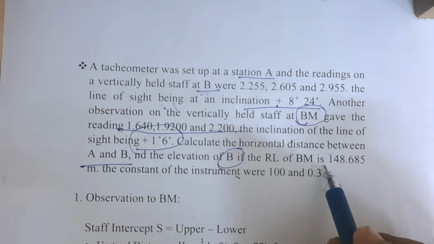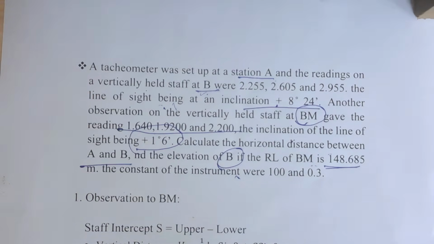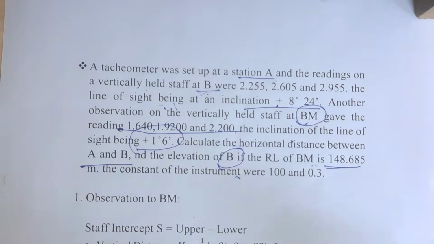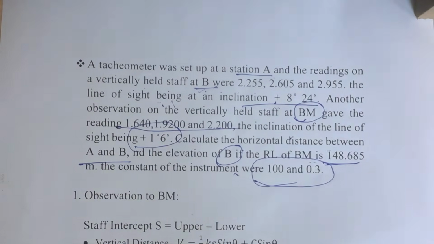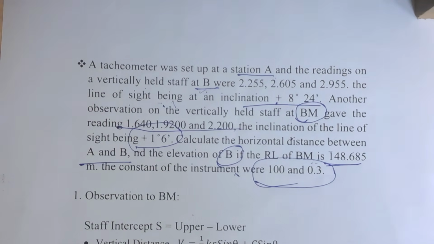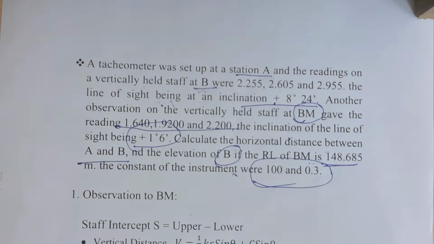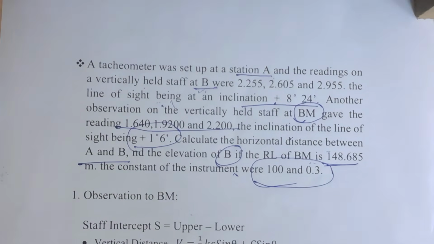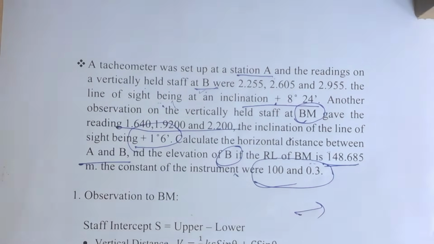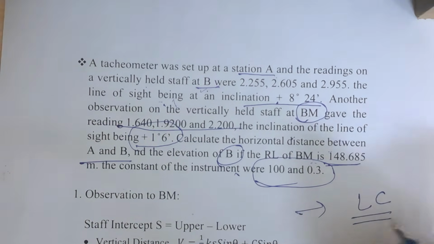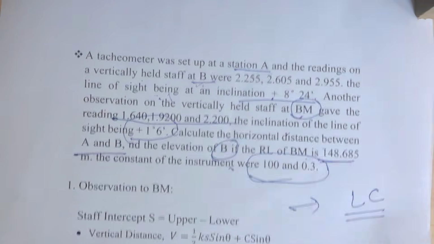If the benchmark is given to you, that is 148.685. Okay, and the constant is given to you, that is 100 and 0.3. Remember, if the constant is not given to you, you need to consider the value 100 for the multiplying constant and the additive constant. Multiplying constant is considered as K and additive constant is considered as C. Okay, so now always remember, the first step is always to calculate the line of collimation, that is the RL of line of collimation.